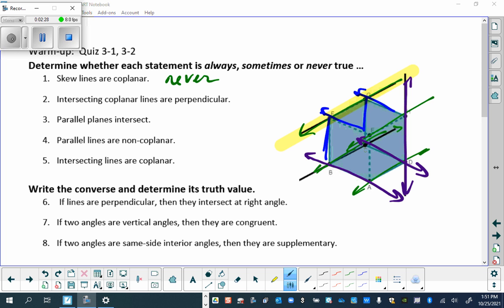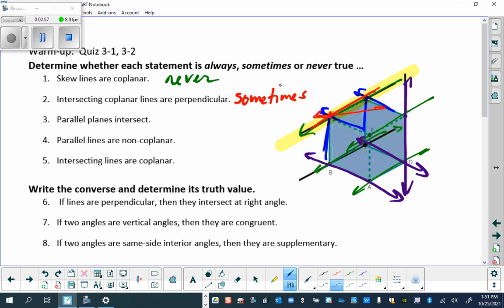So always true in this figure, that's a cue, but what if I had this line here intersecting this line? Does it have to be perpendicular? In order for it to be perpendicular, what does it have to measure? 90 degrees. Does everything measure 90 degrees? So we're going to call this sometimes true.